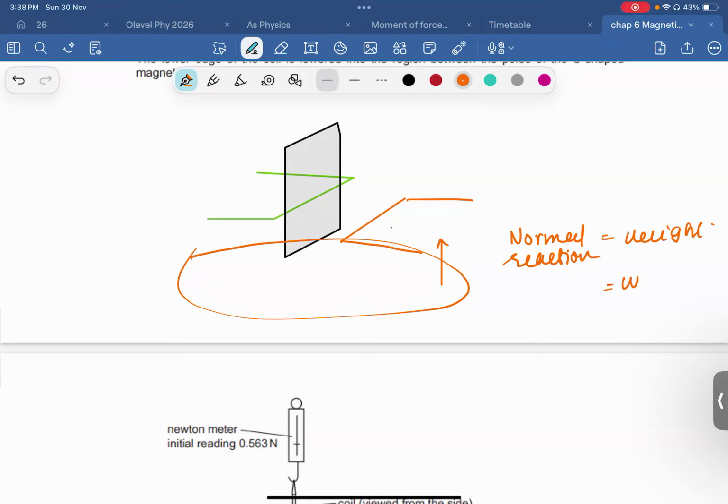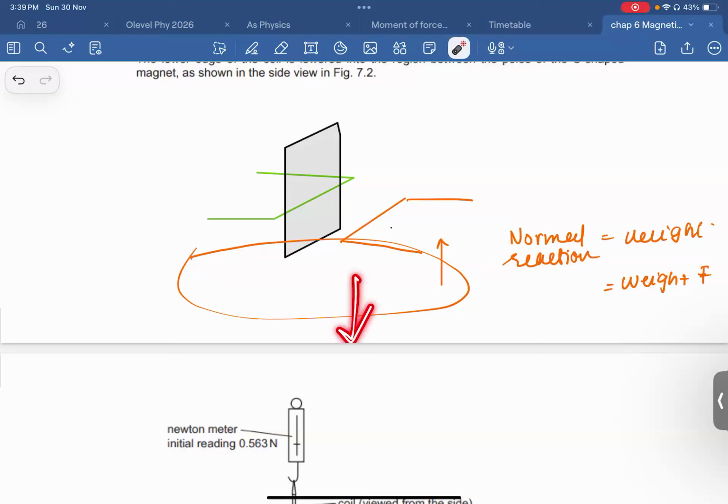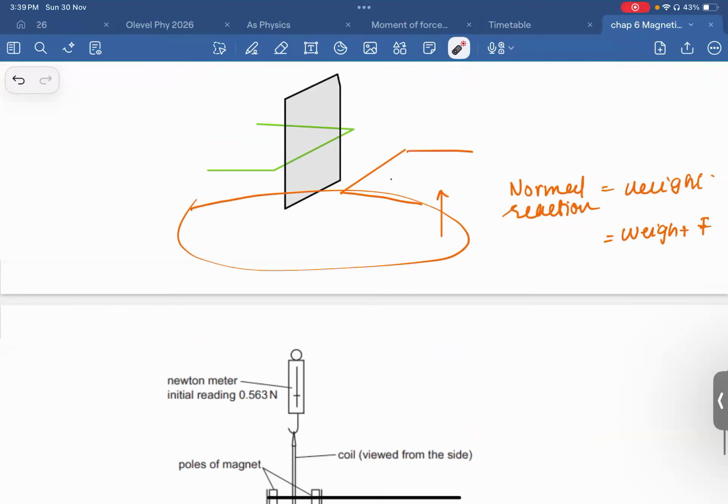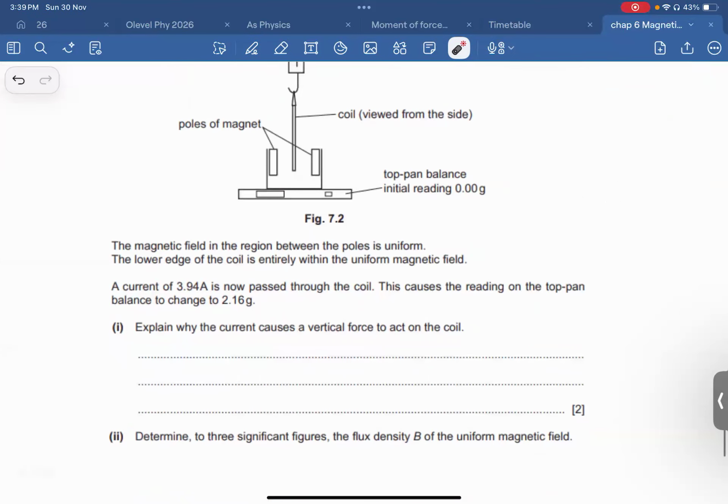Which means there should be another force along with the weight that increases the normal reaction force, right? So on the top pan balance, there's a downward force. So on the wire, there should be an upward force, right? So by the way, explain why the current causes the vertical force in the wire. The current causes a magnetic force to be experienced on the coil, and according to Newton's third law, there will be an equal and opposite force on the magnet as well, right?